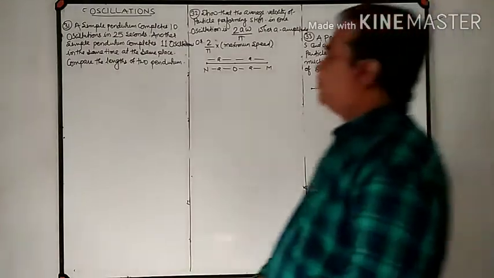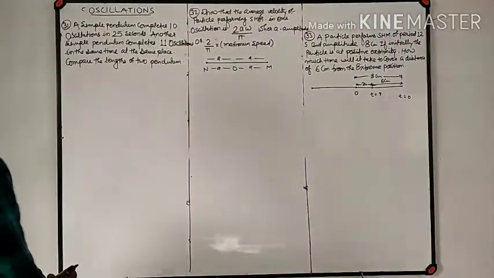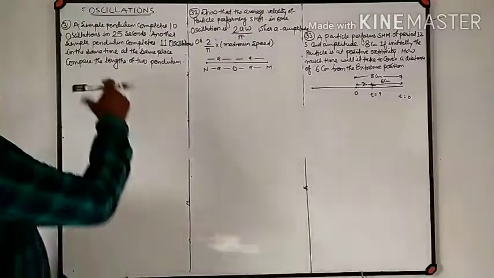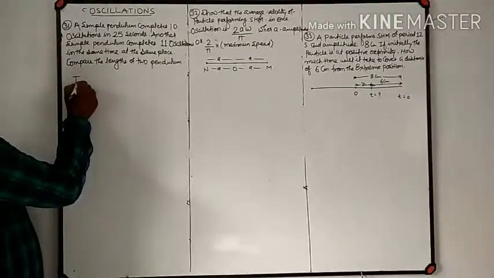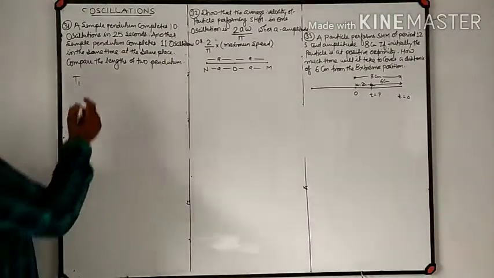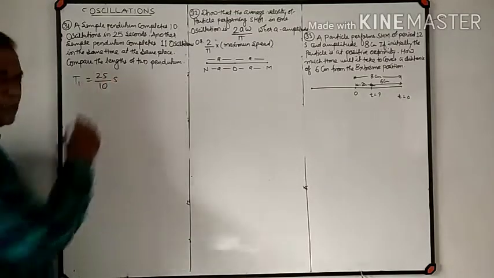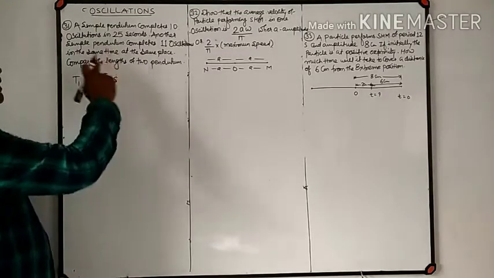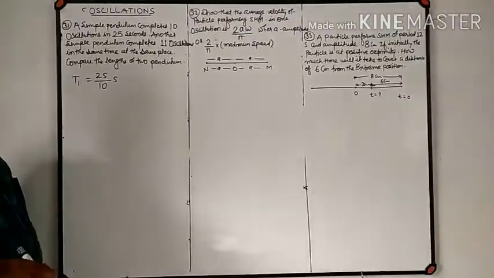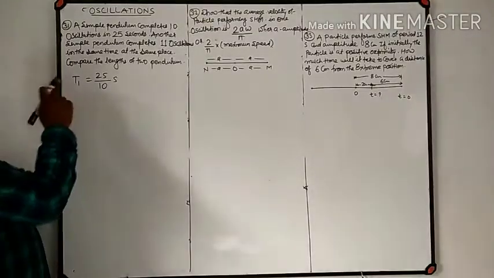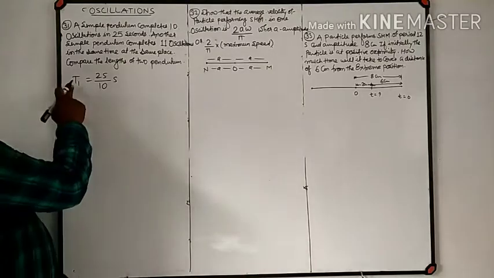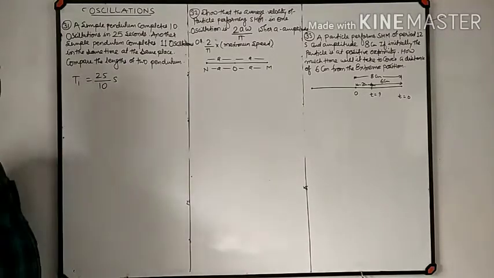Now again, quite simple examples. A simple pendulum completes 10 oscillations in 25 seconds. It means the time period of the simple pendulum is equal to 25 divided by 10 seconds. The pendulum completes 10 oscillations in 25 seconds, so the time required for one oscillation is 25 divided by 10.